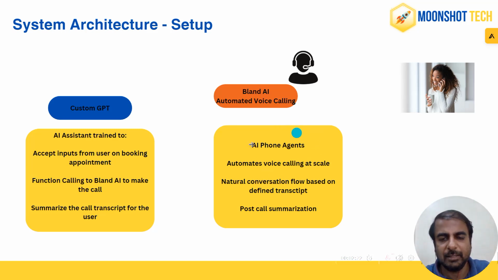Bland AI is an AI service that, once you provide the details about the objective outcome you want to achieve from the call, can have a very natural language conversation flow. It can automate that whole conversation flow. That is the Bland AI feature. And after the call, it can create a transcript of what happened in that call. And we have instructed our custom GPT to pull out the transcript and provide a summary or outcome of that call. So that's kind of how this is set up.